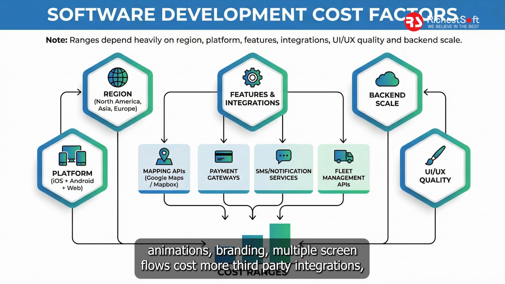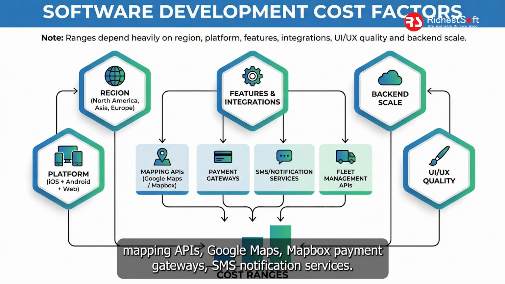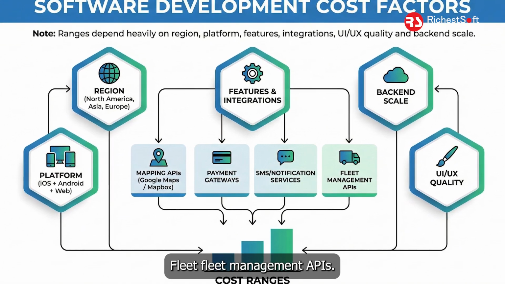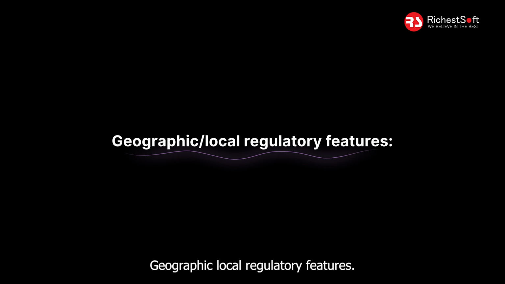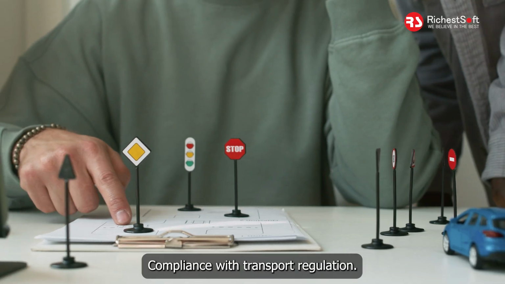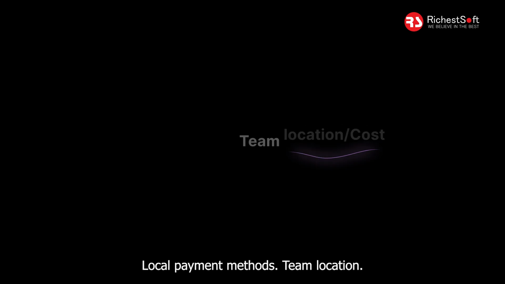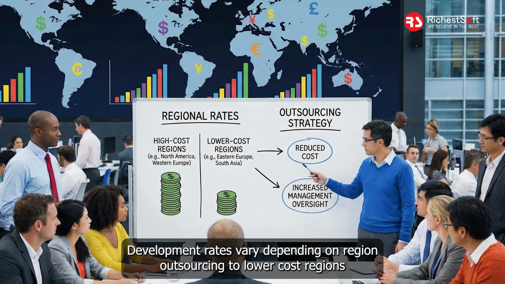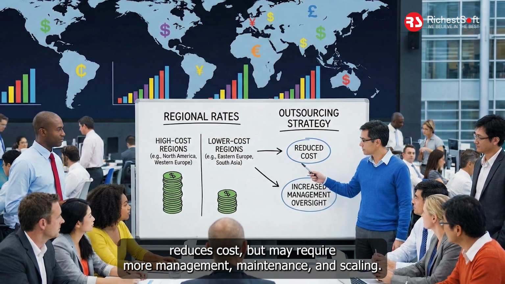Third-party integrations: mapping APIs, Google Maps/Mapbox, payment gateways, SMS/notification services, fleet management APIs. Geographic/local regulatory features: local language support, compliance with transport regulation, local payment methods. Team location/cost of development: development rates vary depending on region. Outsourcing to lower-cost regions reduces cost but may require more management.